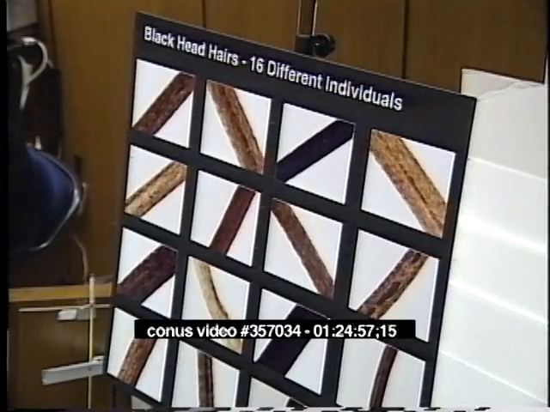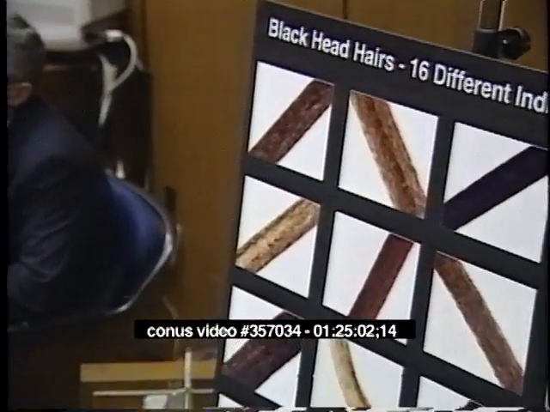Did you also prepare a chart of photographs of Caucasian hairs? I did. Is that the next one up, Dana?